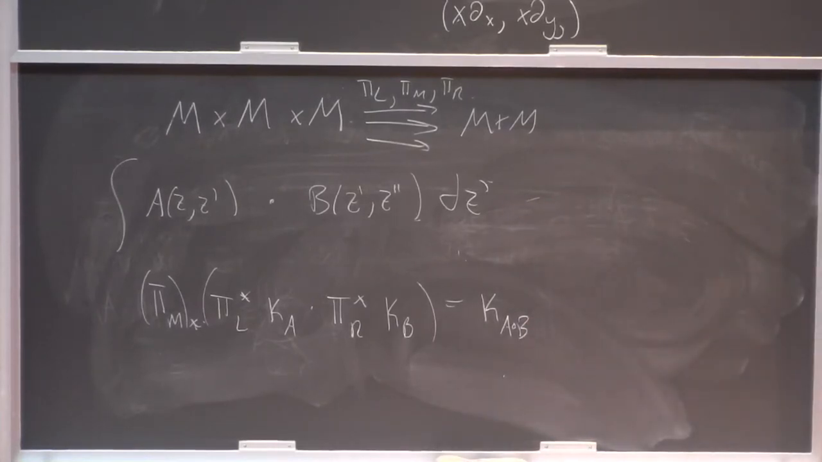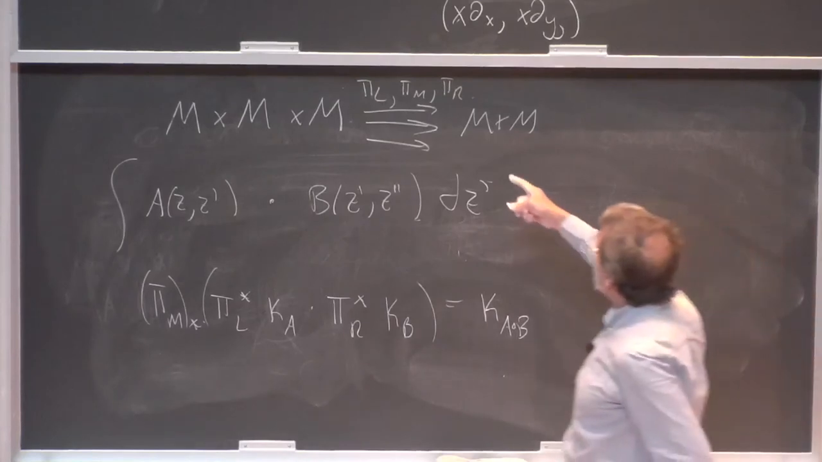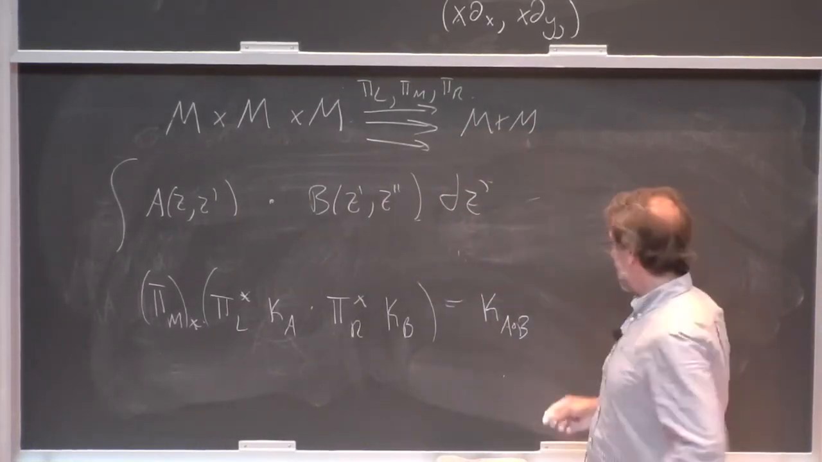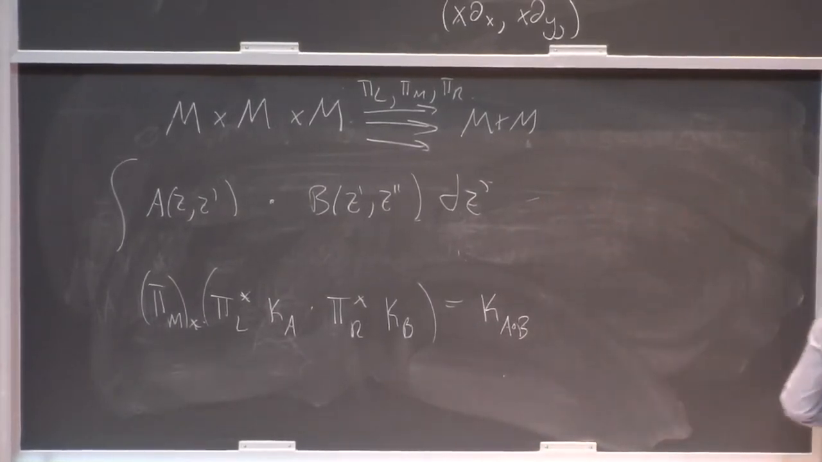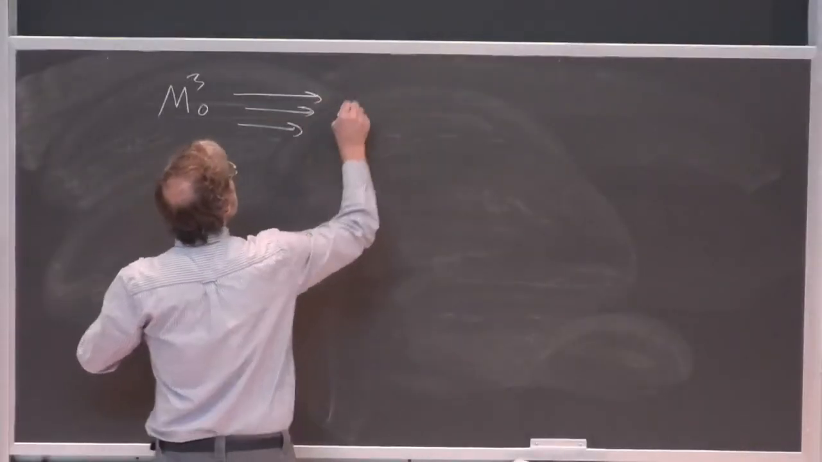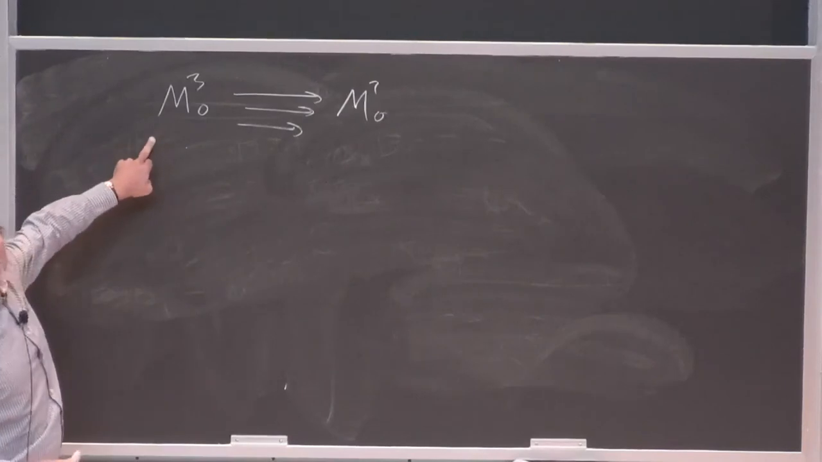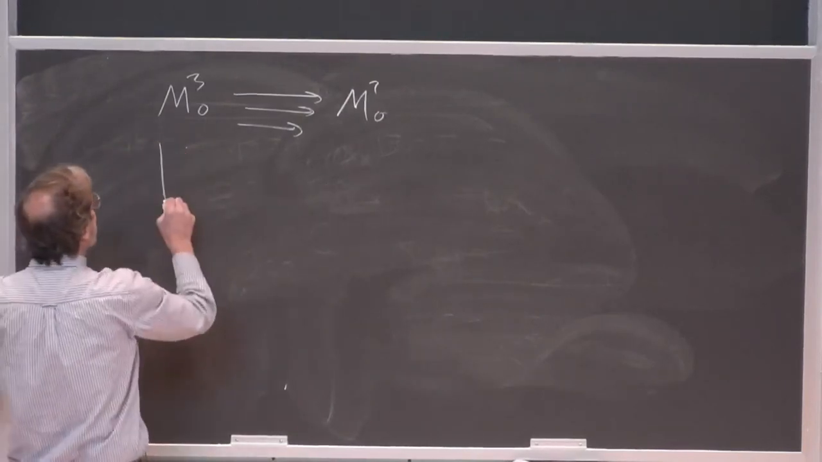Now, really, these Schwartz kernels don't live on M cross M, they live on a blow-up of M cross M. So the challenge is, can I make sense of all of this in the world of blow-ups instead of just in the world of M cross M? What I really need is a space which I'm going to call M_3^0, which is going to be equipped with three maps to M_2^0. So this is going to be a blow-up of M cross M cross M.